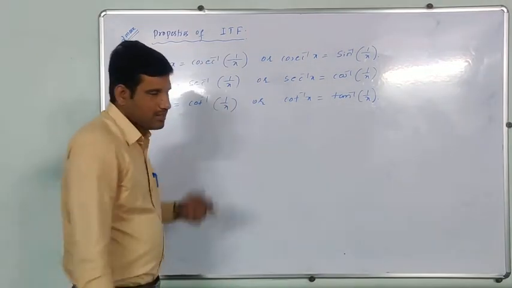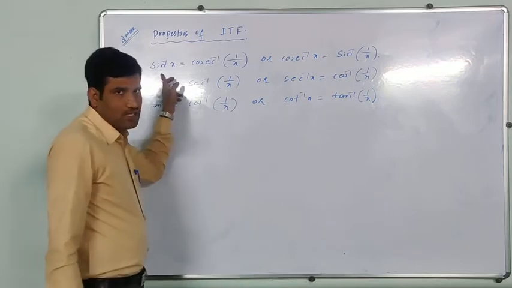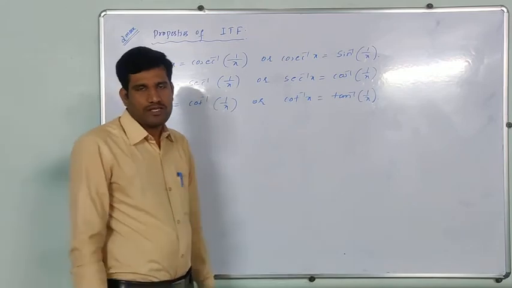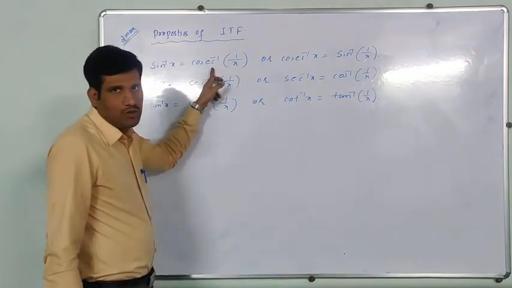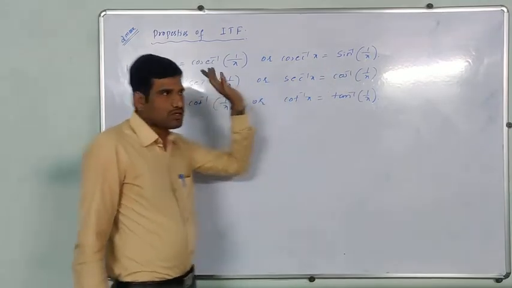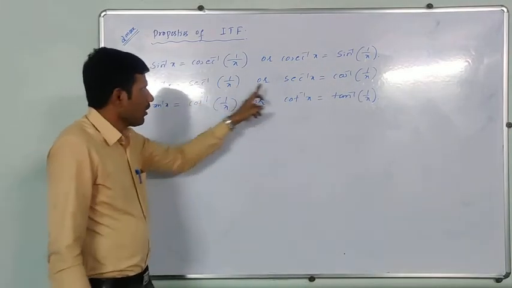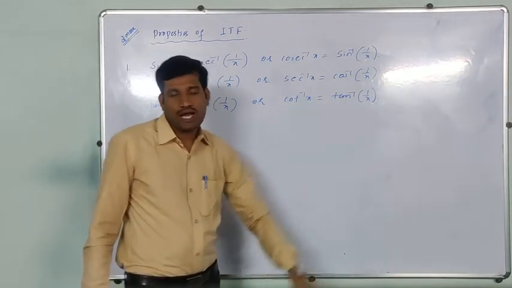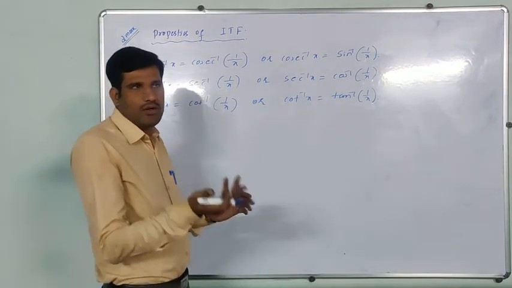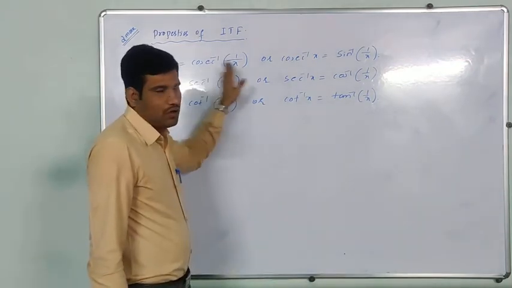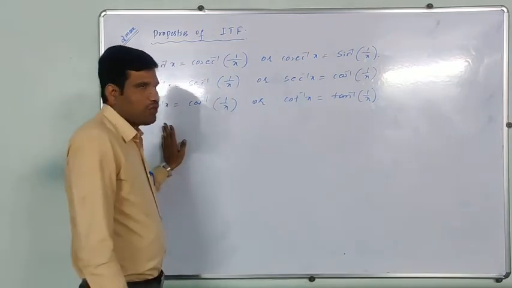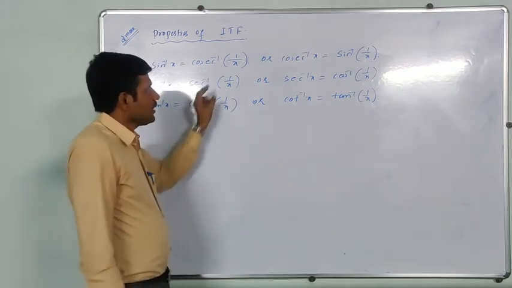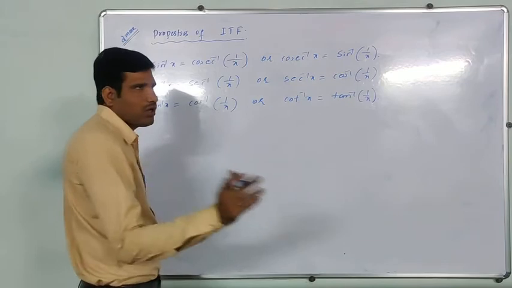So what is the use of these properties? In a problem, sometimes we need to convert sine inverse in terms of cosec inverse, or cosec inverse in terms of sine inverse. While solving problems, I will explain. So we can convert sine inverse into cosec inverse and vice versa, cos inverse into sec inverse or sec inverse into cos inverse, tan inverse into cot inverse or cot inverse into tan inverse, for our simplification purpose. All are similar. I will solve one or two, the rest you can do.